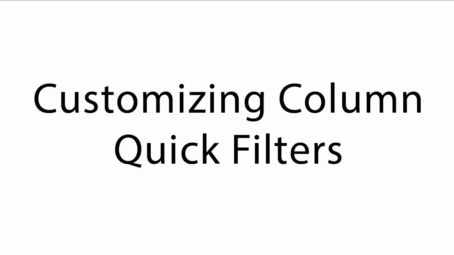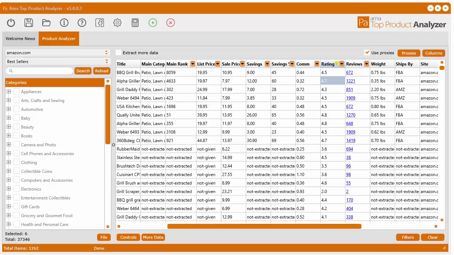Customizing the column quick filters in the AMA Search Analyzer is very similar, almost identical, to the AMA Top Product Analyzer. So I'll flip over to the demonstration of how to customize the column quick filters using the AMA Top Product Analyzer, but it's exactly the same for the Search Analyzer. Next, let's talk about how to customize the column quick filters within the AMA Top Product Analyzer.